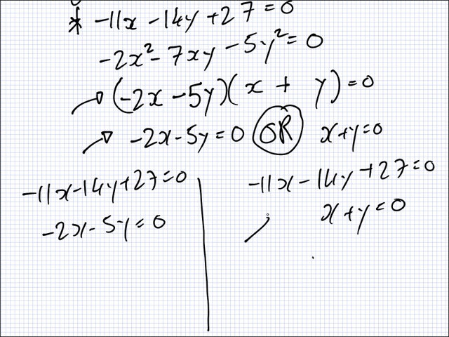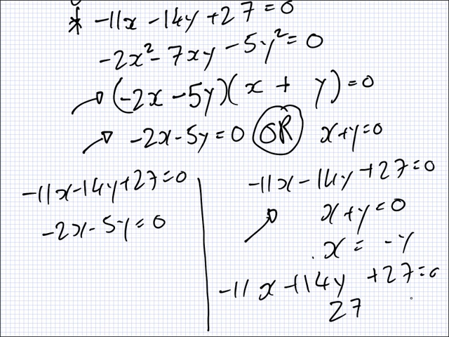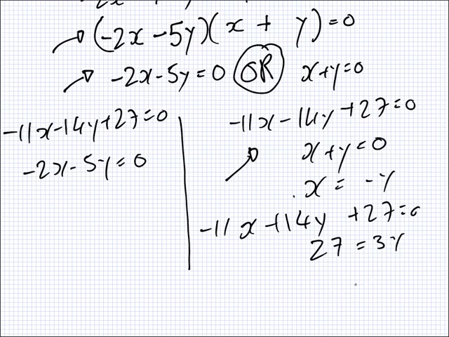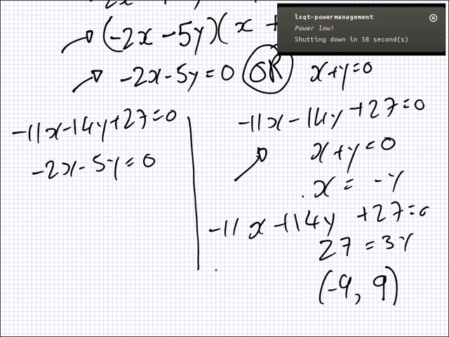Now, this one here is actually not too difficult to solve, because x plus y equals 0 means x equals minus y, so you can get minus 11x plus 14y plus 27 equals 0. So that means 27 equals 3y. So y equals 9, isn't it? And then x would be minus 9. The first one's a little bit harder to solve, but again, not impossible.